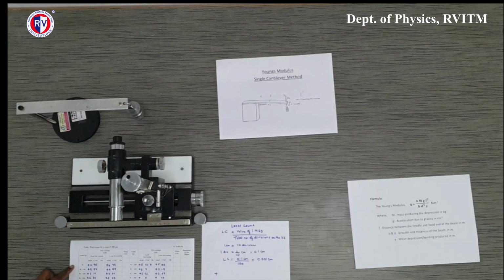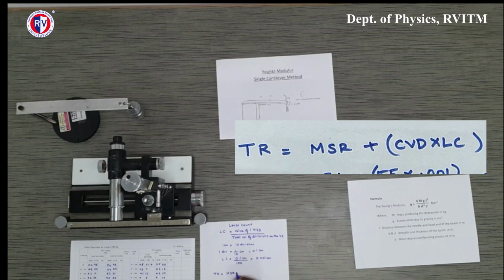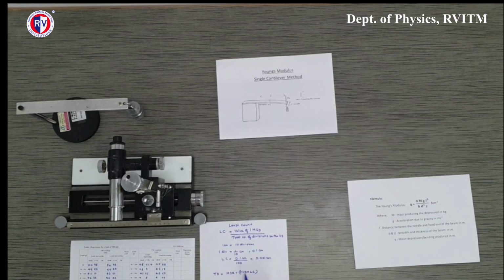So now let us try to see how we can find the total reading. TR, which is my total reading, how do I find that out? Total reading is equal to MSR plus CVD into LC. What is LC? We've already found out that's the least count. CVD, as I've already told you, is the coincidence of my vernier scale division, and MSR is my main scale reading.